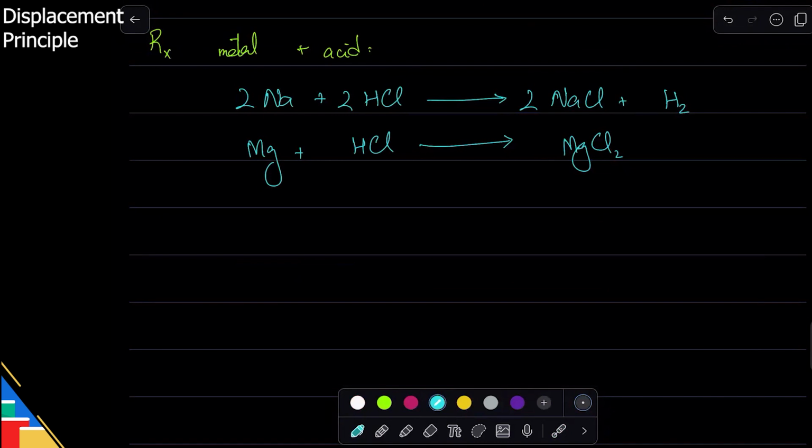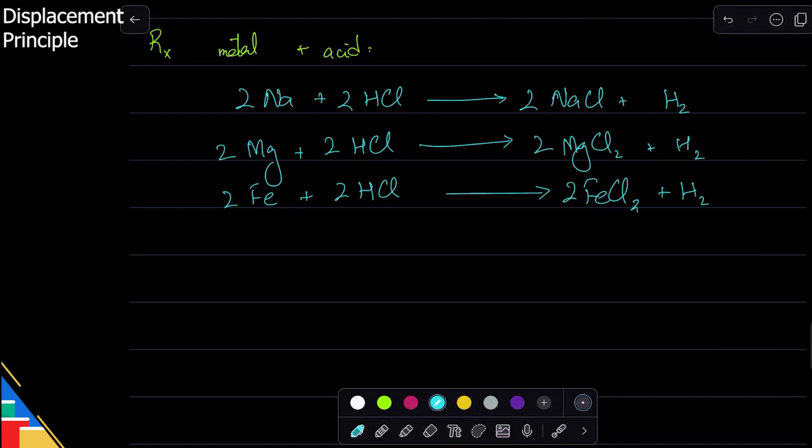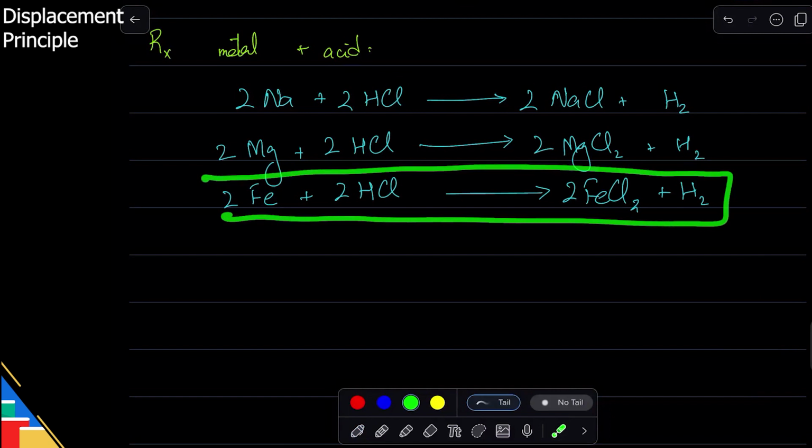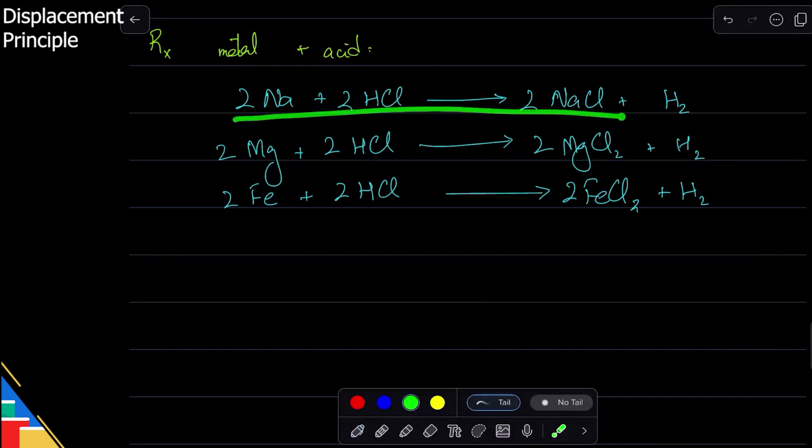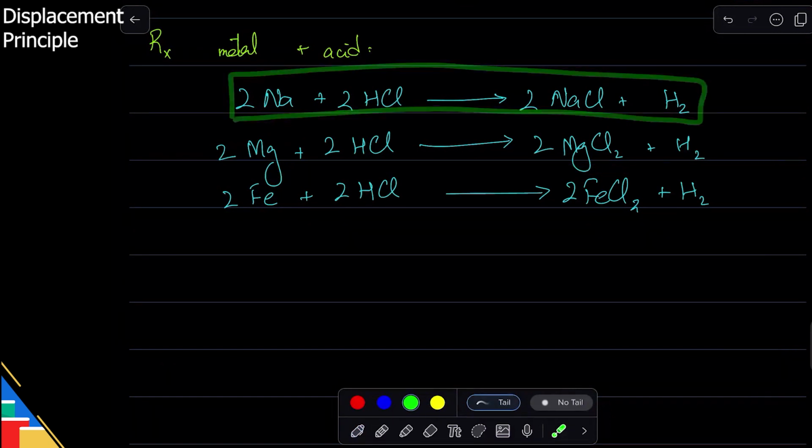What will iron do? Iron will do the same thing. You'll get iron chloride, could be FeCl2 or FeCl3, depends on it. But I'm going with the basic one. And of course, hydrogen is released in both of them. Let me balance it out. Now, they're all exothermic, but this one is least exothermic. This one is most exothermic.